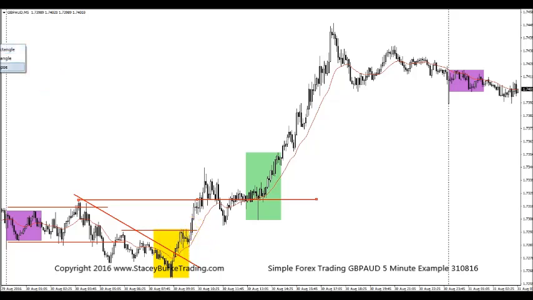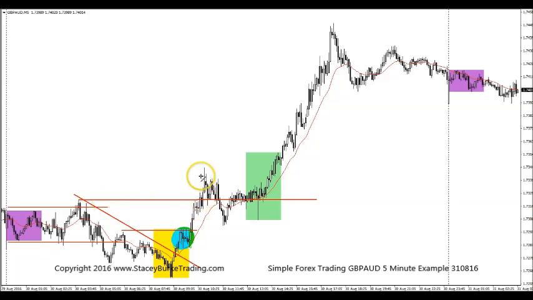where we can see that cluster happen, because we know there's a coiling effect and the market is potentially going to explode and run to seek liquidity. And again, once it's done that, it potentially may consolidate, reverse, whatever.